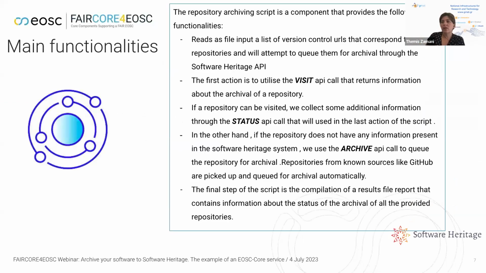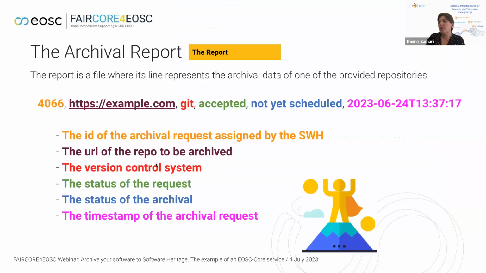In this slide, you can see in detail what the repository archiving script is doing. It provides functionality to read as file input the list of version control details of the repositories. Then we use the visit API call to return information about the archival of the repository, if it is archived or not. And then we get information about their status, and we start archiving them. The last and final step of the script is to create a report so that we can know the status of each repository.